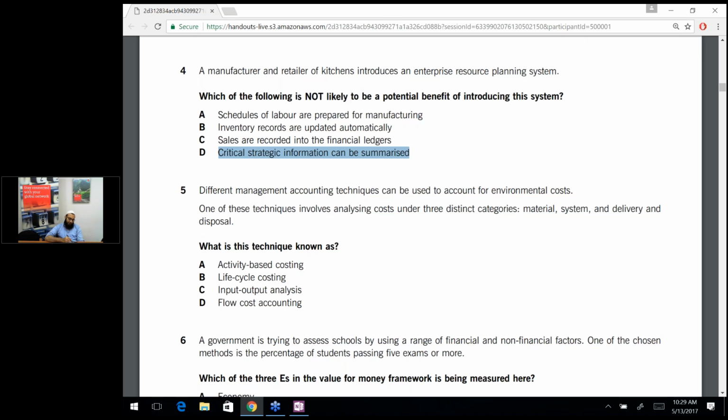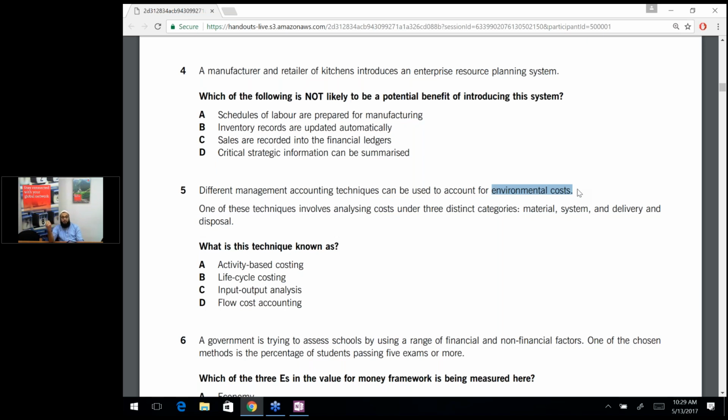MCQ number 5. This MCQ relates to environmental management accounting. Now this is a change in the paper, my friends. And what is that? Once the number of MCQs has increased, the examiner has the luxury to test everything. It can come from any topic. So question spotting is difficult now. It is not advisable to spot questions.